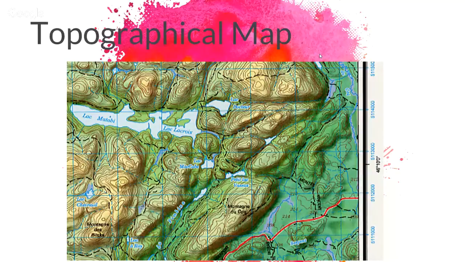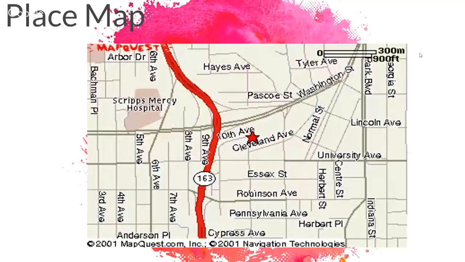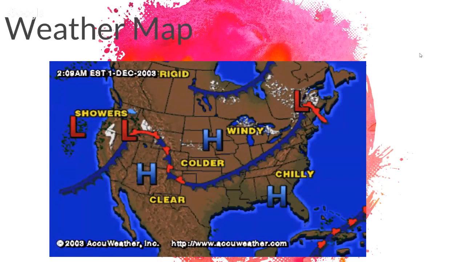Topographical map, here we're looking at elevation. The closer those contour lines are, the more there's an elevation change. Resource map, which is pretty stretched out, but it tells you where the different land cover classes are. The different colors mean it's a forest patch or ag land or other. Place map, which is what you might use when you use Google Earth, right? Where is that restaurant that you're meeting your friend at? And then you might look at a weather map if you watch the news, to see what the weather may look like for that day or in the near future.